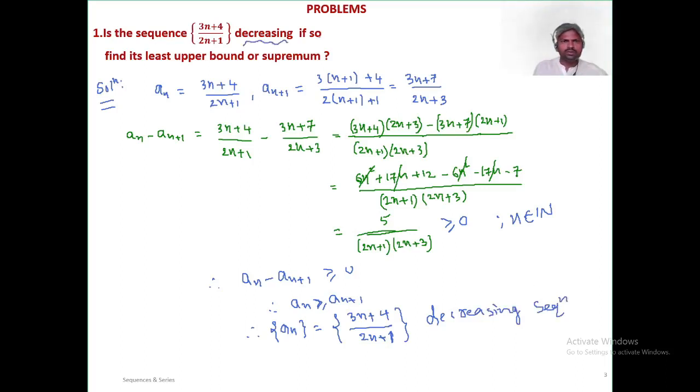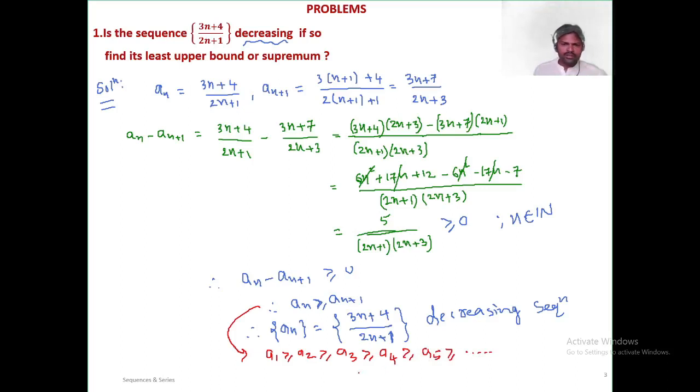Now look at the question. If so, find its least upper bound, that is, the supremum. Since it is a decreasing sequence, substitute n equal to 1, 2, 3 and so on: a1 is more than or equal to a2, a2 is more than or equal to a3, a3 is more than or equal to a4, more than or equal to a5, and so on. This is what is meant by a decreasing sequence.